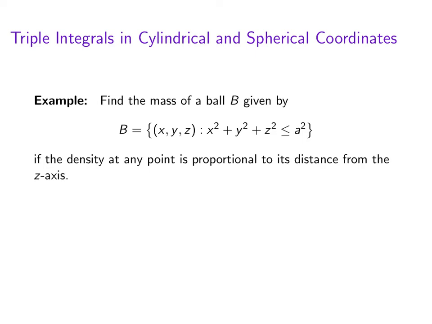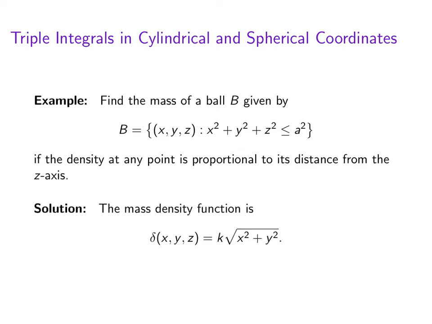Hello, calculus fans. Let's take a solid spherical ball. So this is not just a sphere, it's a solid sphere. And let's find the mass of this thing. And we're going to suppose that the mass density at any particular point is proportional to its distance from the z-axis. So our mass density function is k times square root of x squared plus y squared. K is, of course, the proportionality constant, and square root of x squared plus y squared measures the distance from a point to the z-axis.